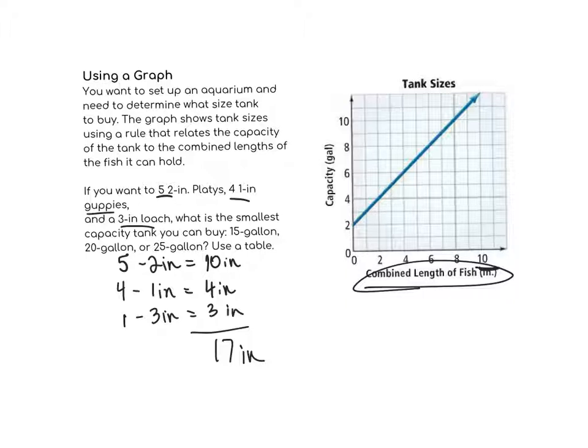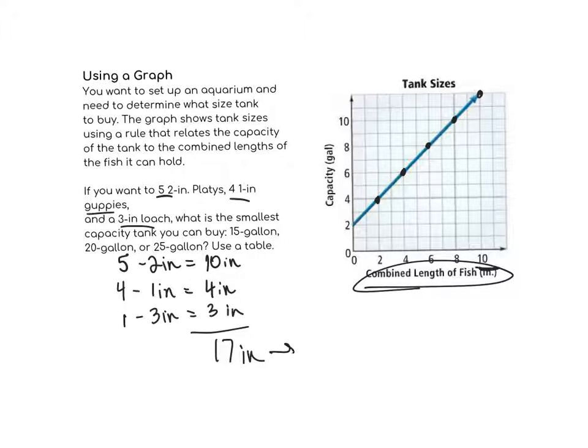So if I look at this, what happens at 2 inches? I need a capacity that's twice as big, right? 4. At 4, I need 6. At 6, I need 8. At 8, I need 10. And at 10, it looks like I need 12. So that leads me to believe I'm not twice as big, I'm 2 more gallons than the length that I have. Take whatever I have and add 2.